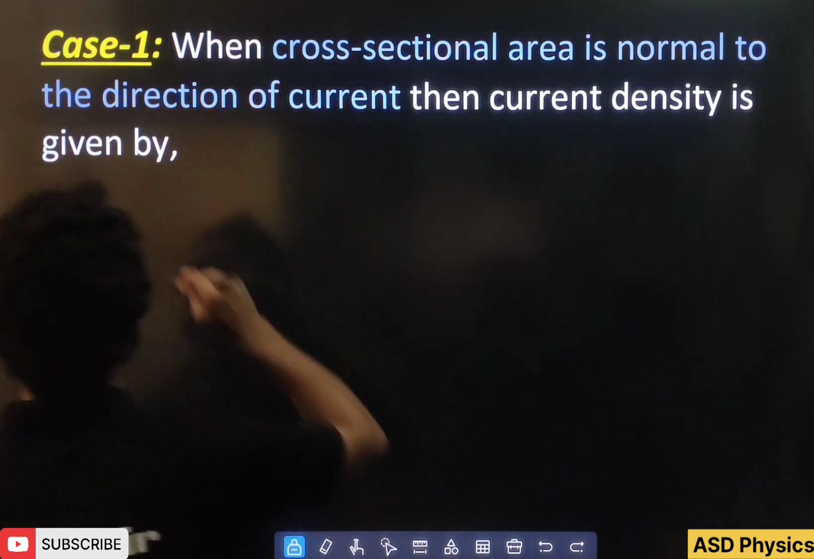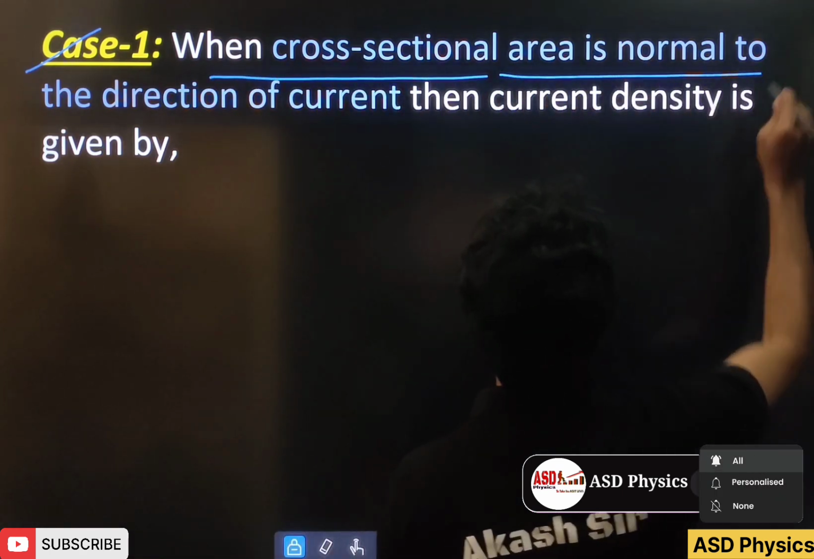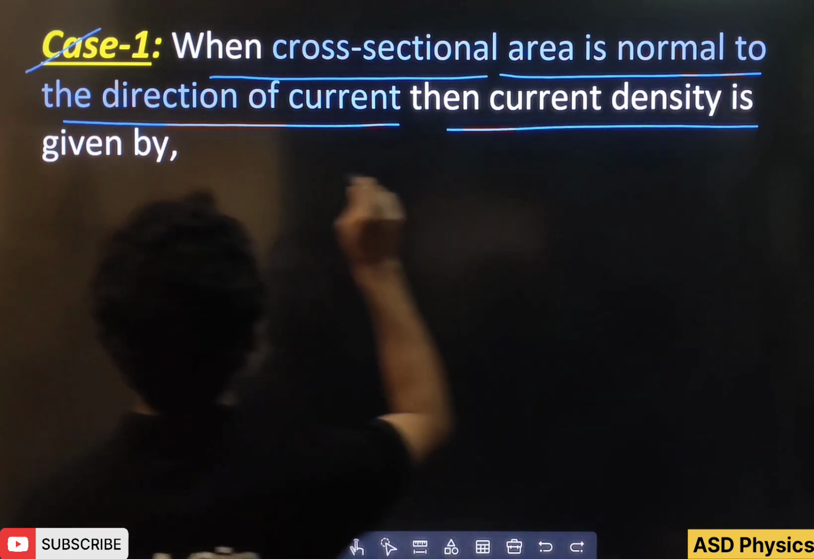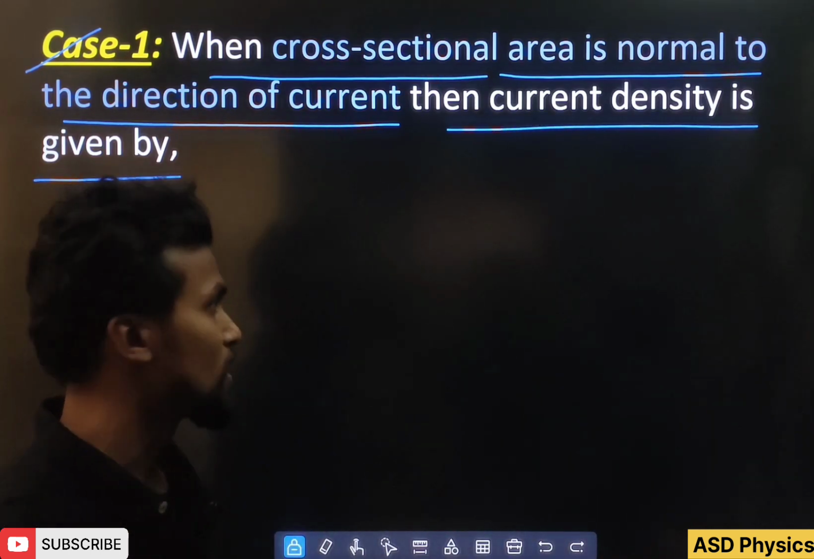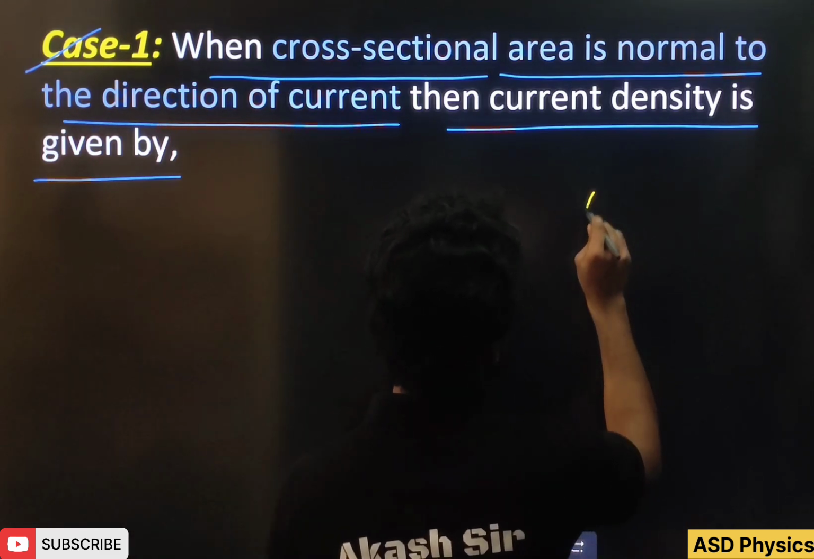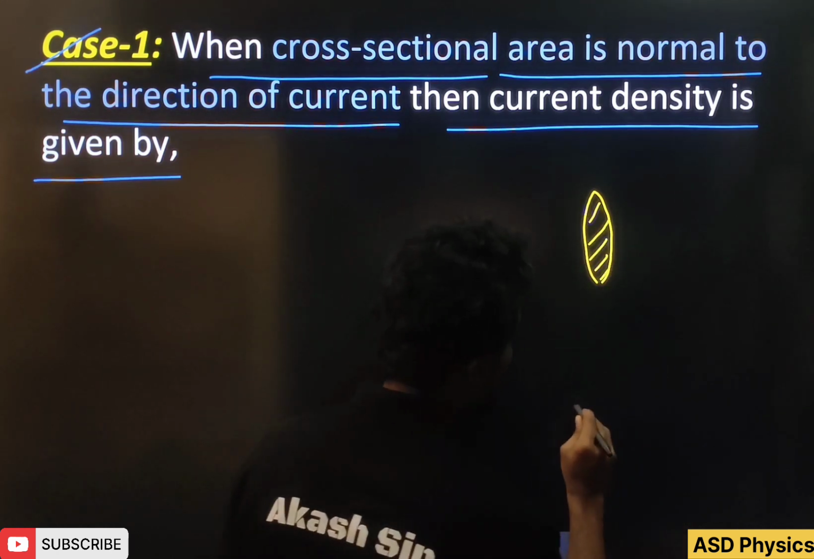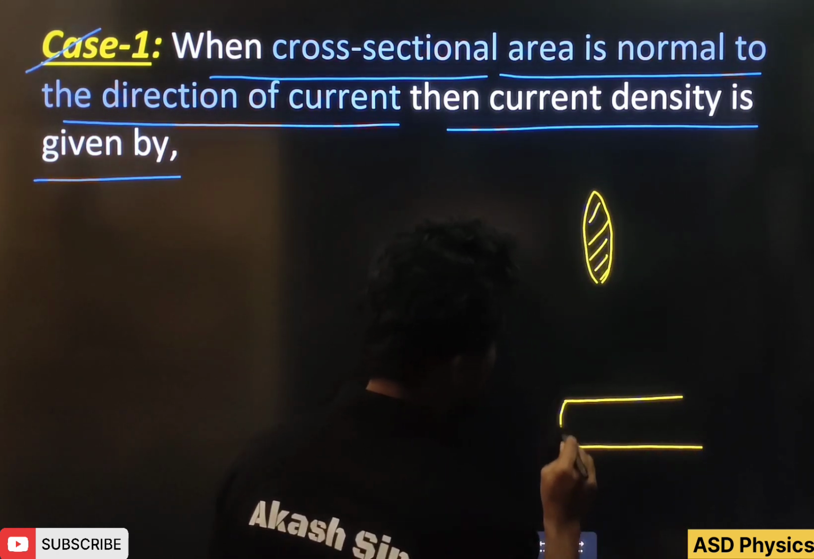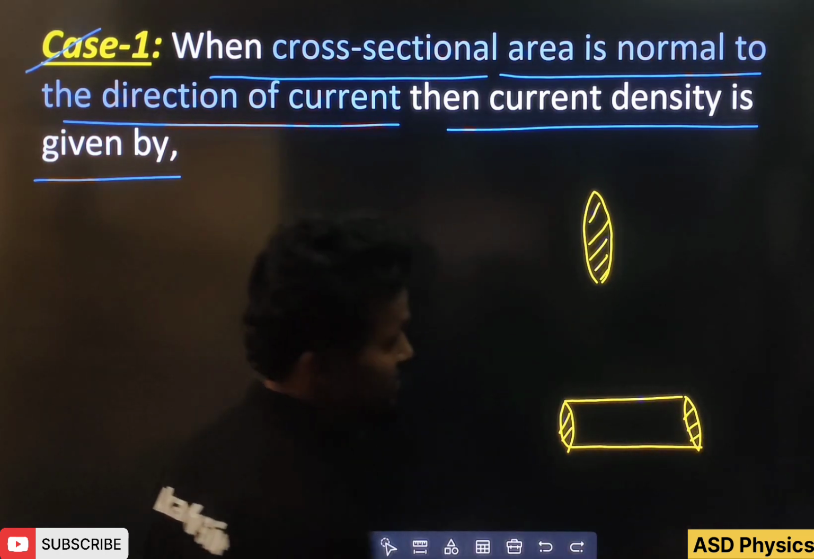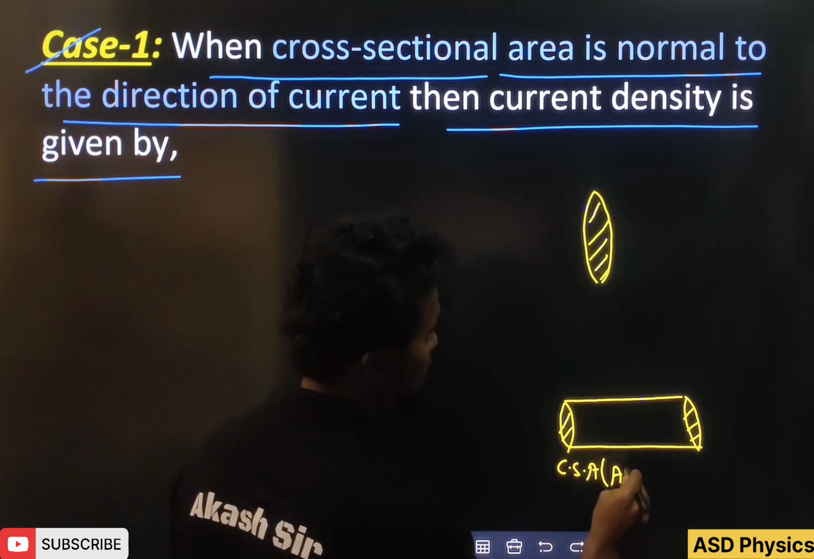Case 1: when the cross-sectional area is normal to the direction of current, then the current density is given by... Let's take for example one conductor, and this is the cross-sectional area of the conductor. I can draw it like this: the conductor has a uniform cross-section, and this is the cross-sectional area, CSA. Cross-sectional area we denote by A only.